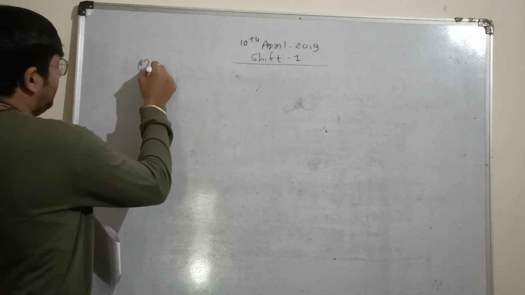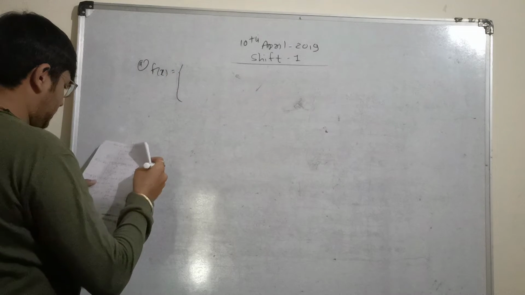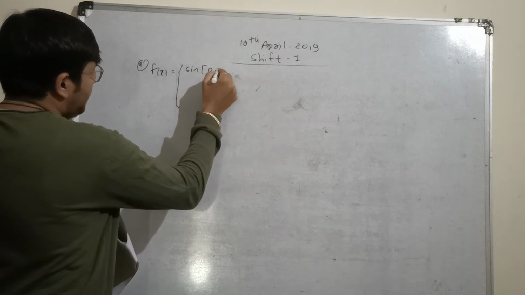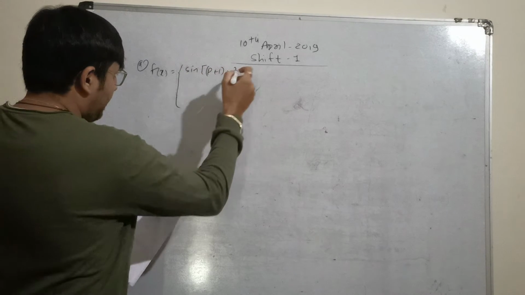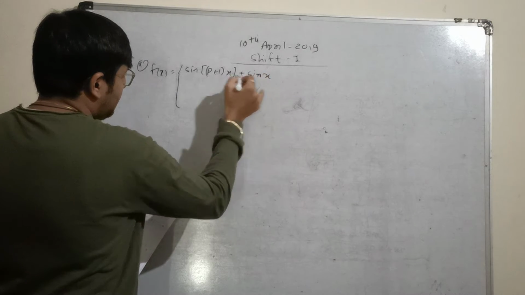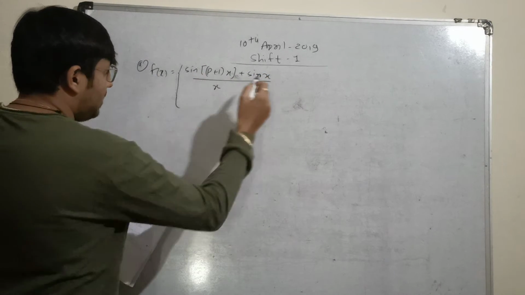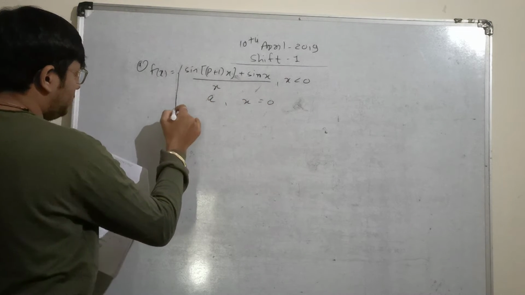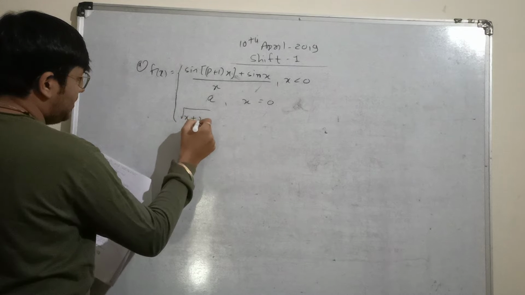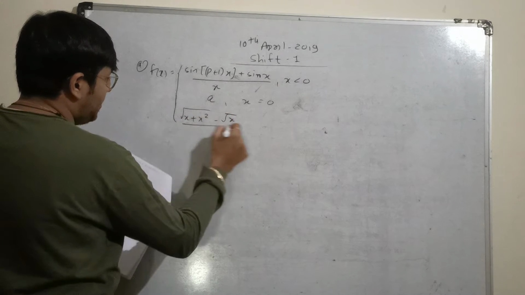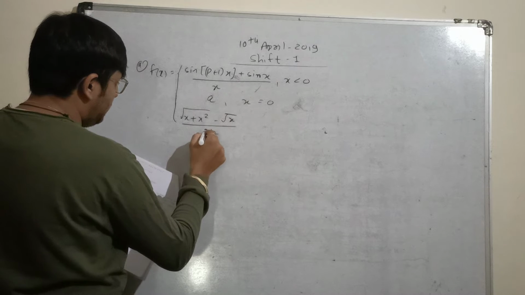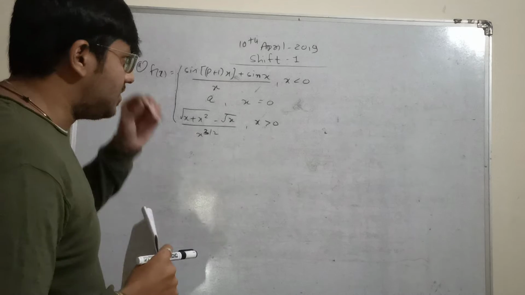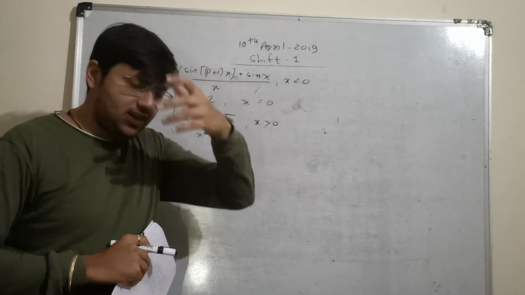Number 9. A function is given to us with 3 conditions: sin((p plus 1)x) plus sin x by x for x less than 0, q for x equals 0, and root(x plus x square) minus root x by x raised to 3 by 2 for x greater than 0. Here the function is continuous at x equals 0. So we have to find out the value of p and q.